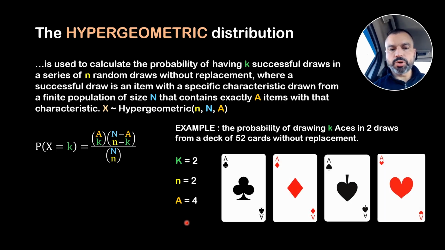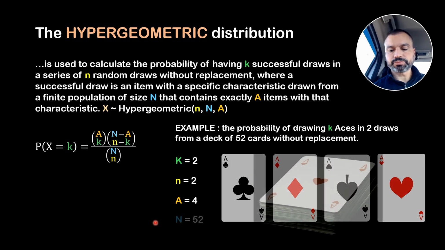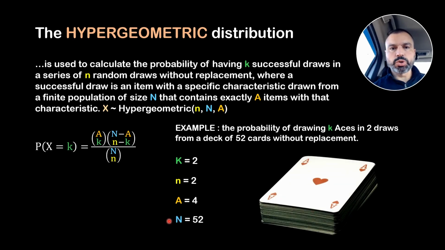A is the number of cards that satisfy the specific characteristic, and in this case, the specific characteristic is a card being an ace, and we have a total of 4 aces in the deck, so A equals 4. And capital N is equal to 52, which is the total number of cards in our deck of cards. And when replacing the letters in the PMF with the actual values, we get this.